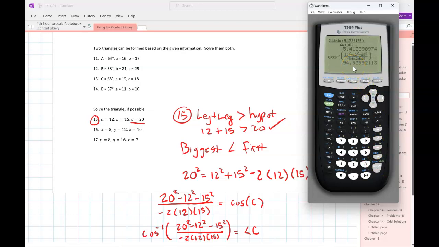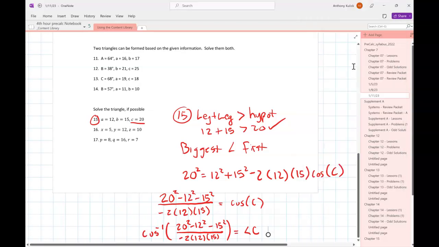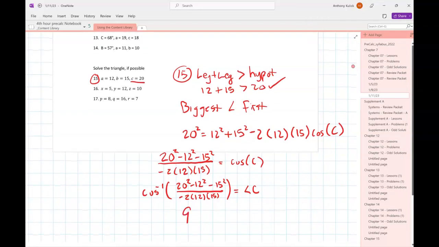So there's my answer, 94.94. Now, if I want to continue going, I don't remember on Delta Math if they just ask you to find the angle or if they want you to keep going after that, but we'll just keep going and solve this problem.